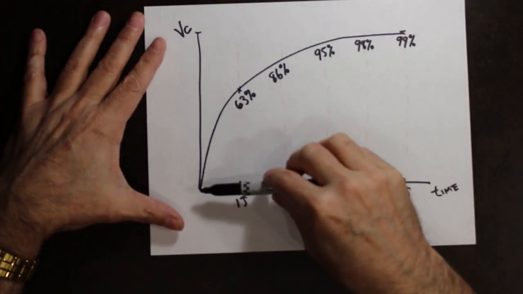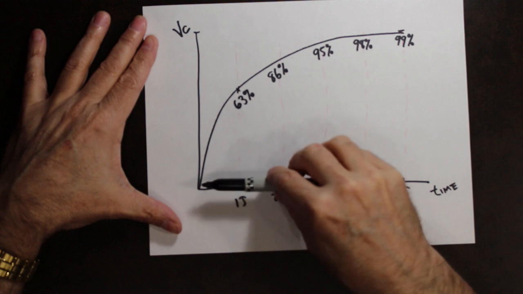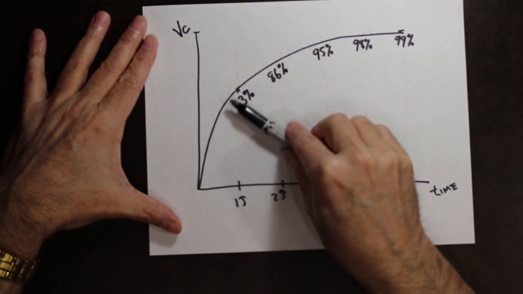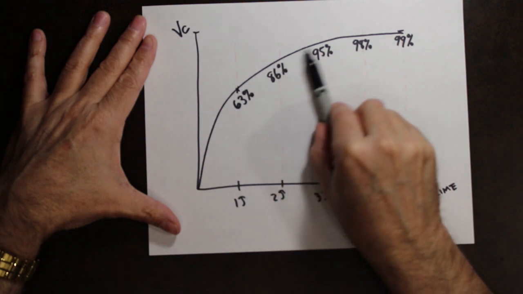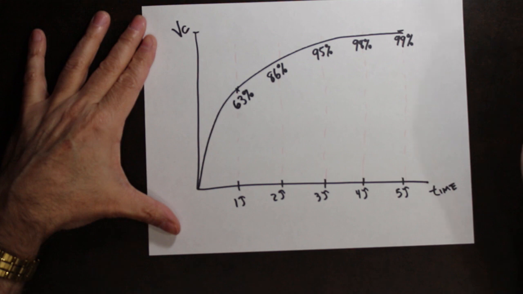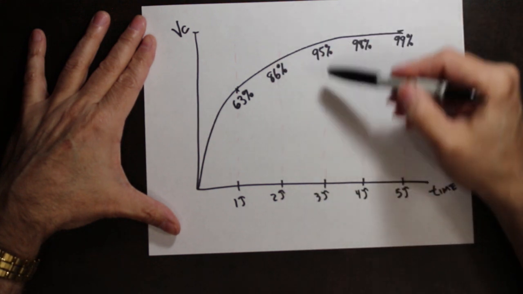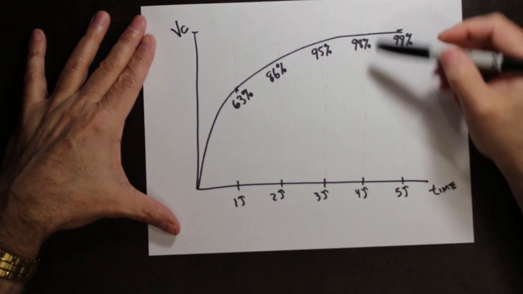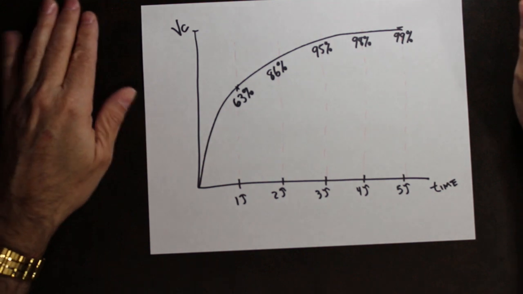So our capacitor does not charge instantly. Our capacitor charges over time, and it follows this curve. So after 1 tau, we've charged up to 63%. 2 tau, we've charged up to 86. 3 tau, 95. 4 tau, 98. And after 5 tau, we are at 99% charge.